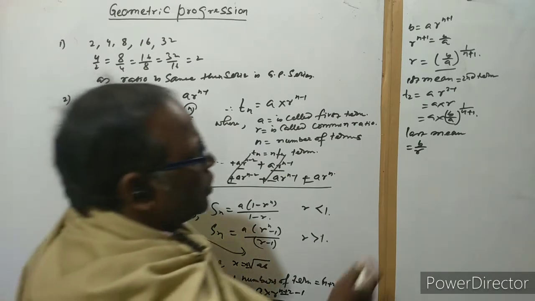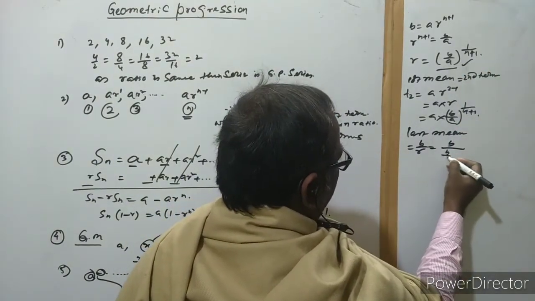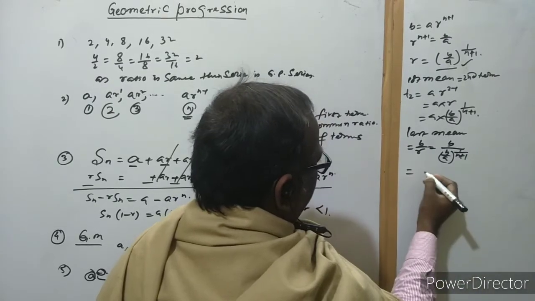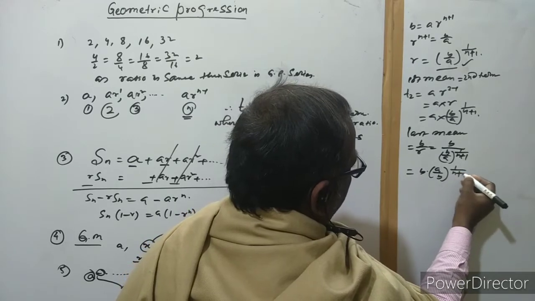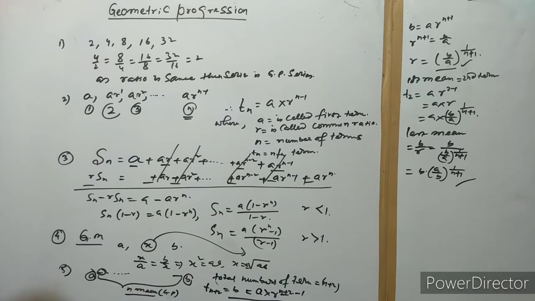Okay. So b is this, and the value of r is b by a to the power 1 by n plus 1, and we can write here b into a by b to the power 1 by n plus 1. Like that we can easily find the geometric mean, first mean, second mean, third mean, last mean. Okay.